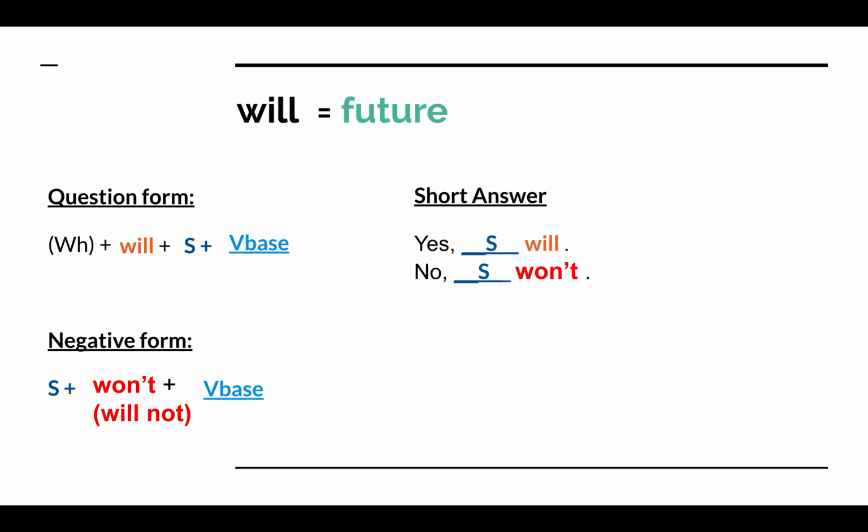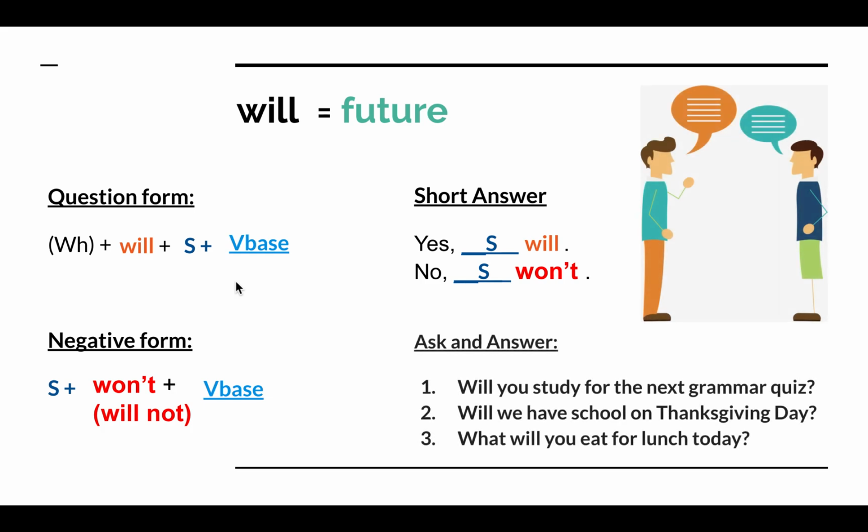If we have a short answer for the question, so for example, if I say, will you come to the park with us? You can say, yes, I will, or no, I won't. Okay, so this is a short answer to answer the question. I'd like you to think about how you could ask and answer these questions, right? So imagine this person is asking a question and this person is answering the question. You can pause your video while you think about it, but please ask and answer these 3 questions. You can write it down if you like.